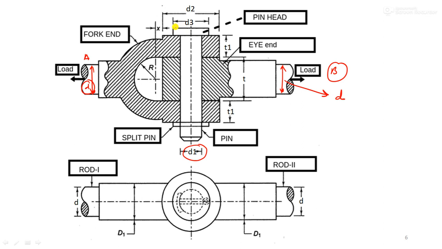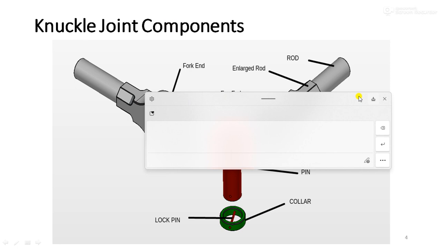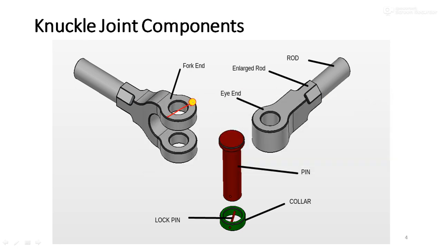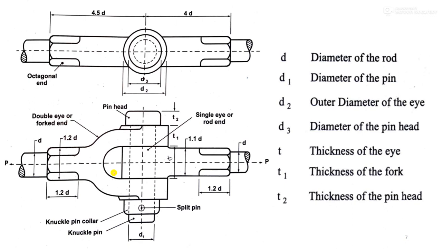Then you can see this D3. D3 is nothing but a diameter of the pin head, because you can see that pin is in this manner, right? So the diameter of this pin head is assumed to be D3. D2 is nothing but the diameter of this particular fork end. Okay, diameter of a fork end. So you can see this is the outer end. Yeah, we can assume this is nothing but the diameter of this fork end. Okay, is it clear? So we'll get more clear now.